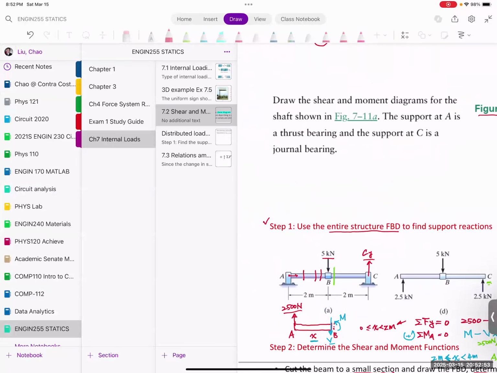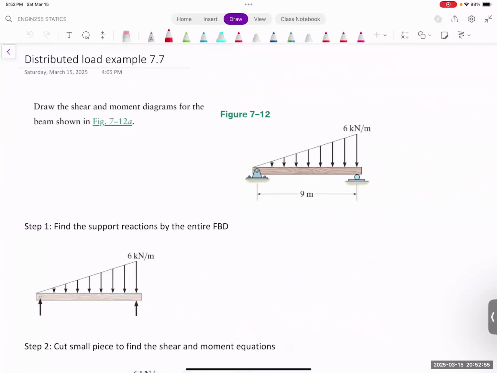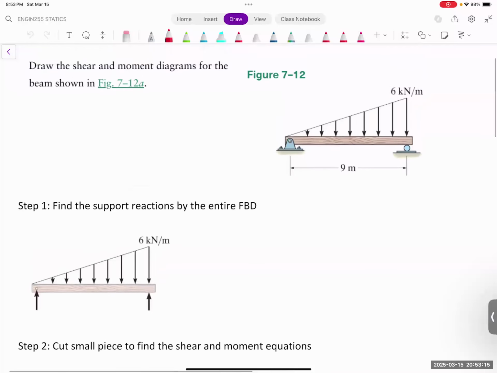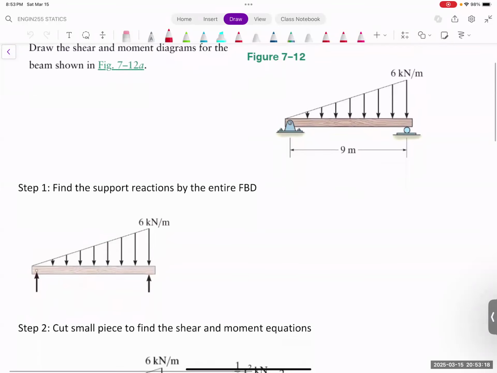Okay, let me go to another example. This example has a distributed load. How do we draw a bending moment diagram and shear force diagram if we have a distributed load? So we follow the same procedure. We have to find the supporting force first using the entire free body diagram. So this is the entire free body diagram. We know we have an Ax and Ay here. We have a By here.